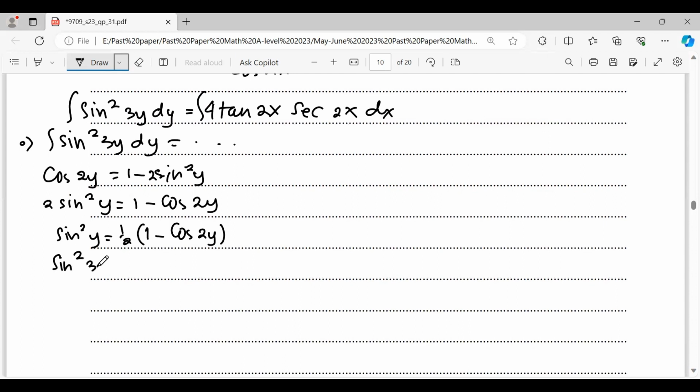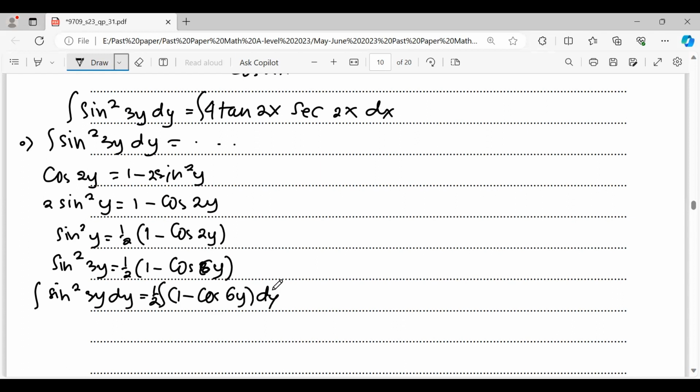And sine squared 3y equals half times 1 minus cosine 6y. So the integral of sine squared 3y dy is the same as half the integral of 1 minus cosine 6y dy. The outcome of this integration is y minus 1/6 sine 6y plus c.